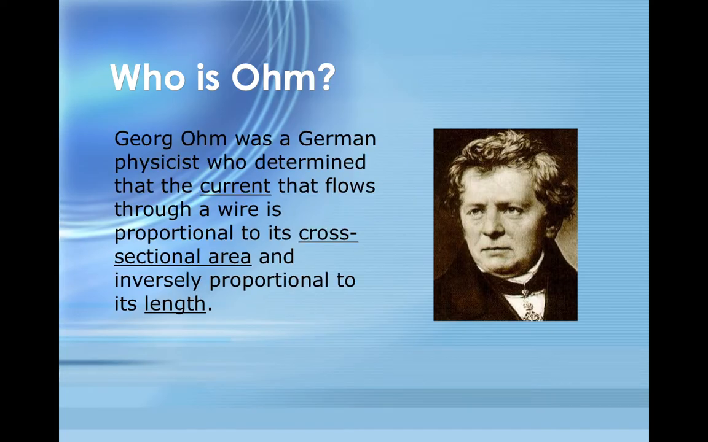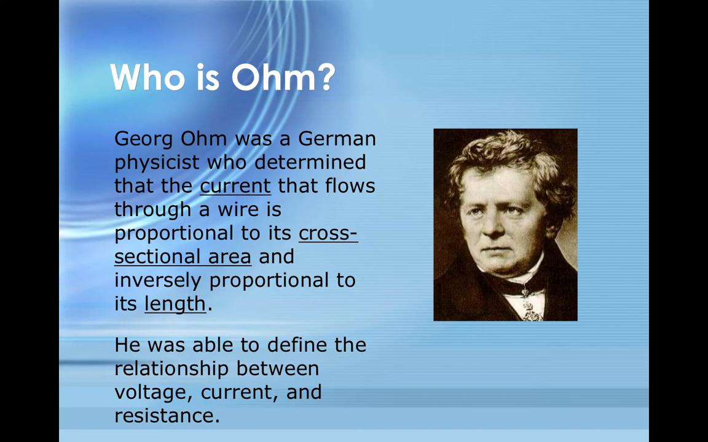Here's George Ohm. He was a German physicist who determined that current that flows through a wire is proportional to its cross-sectional area and inversely proportional to its length. He was able to define that relationship between voltage, current, and resistance. We know this as Ohm's law. Again, these are things that we did discuss in a previous video about resistance. If you haven't watched that one yet, I'd watch that one first.